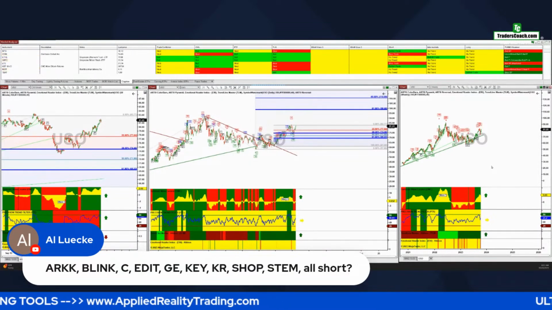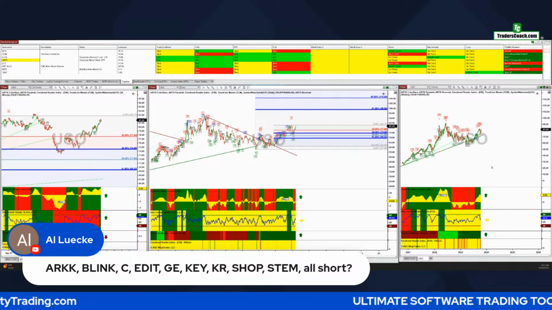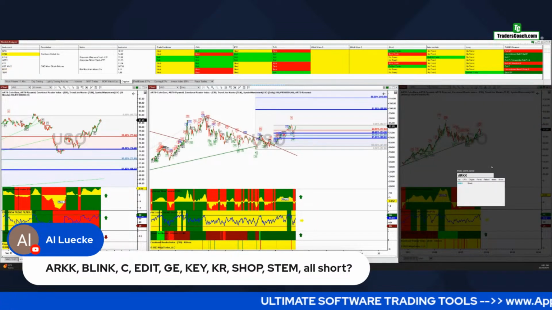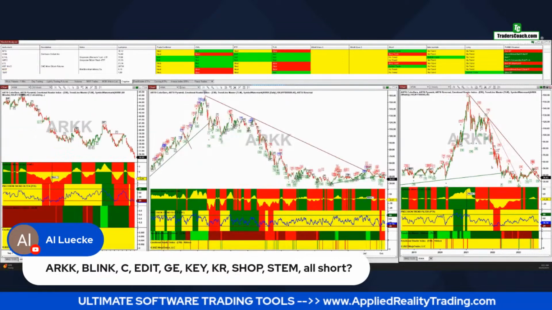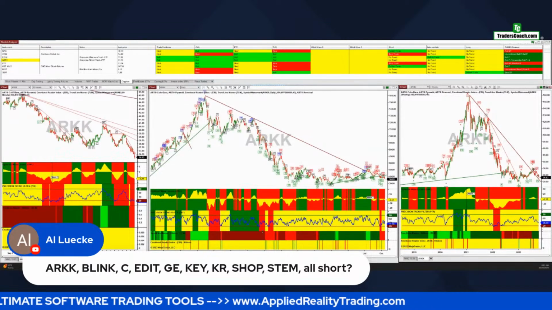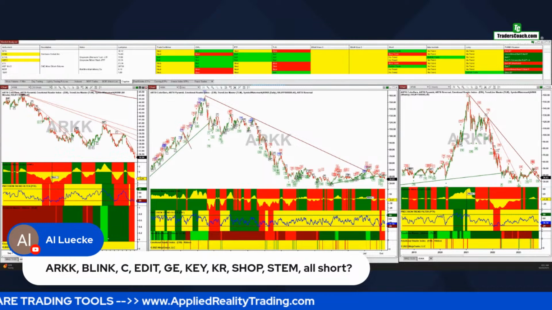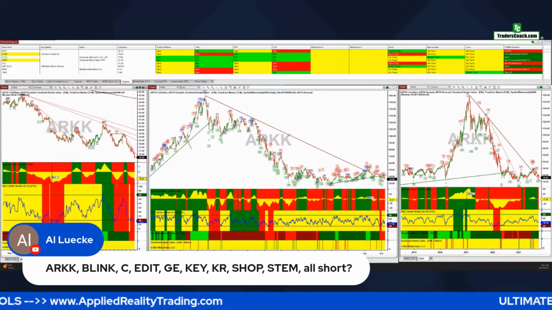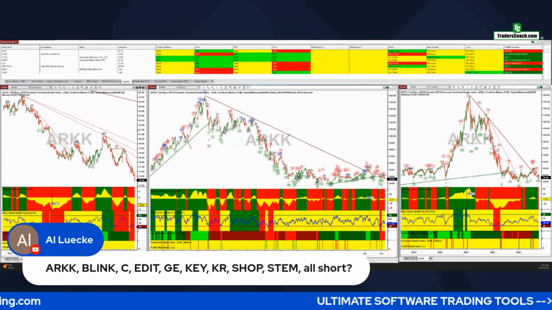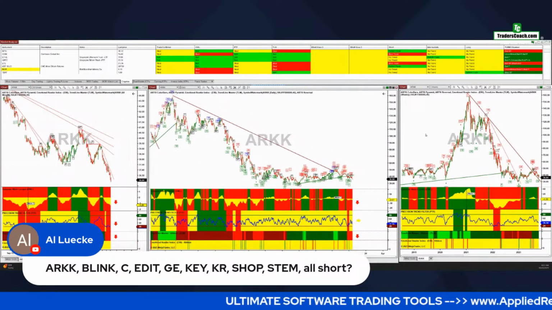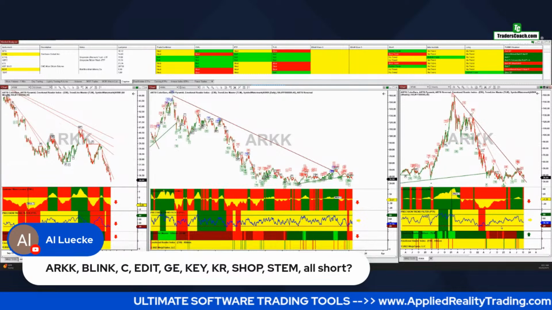All right, now let's jump into the ones you want to look at. I've got those up on the screen. ARKK. Let's take a look at ARKK. And it looks to me like you're short or considering a short. Let me just take a look here at the different time frames and see what we got cooking. Well, I certainly can understand why short is the way you want to go.